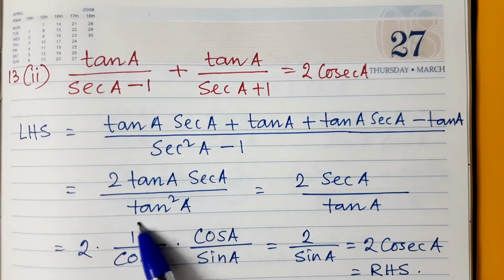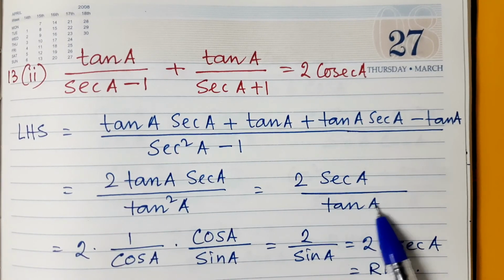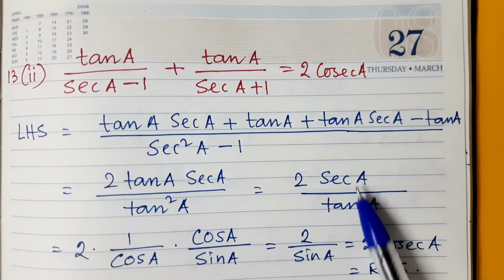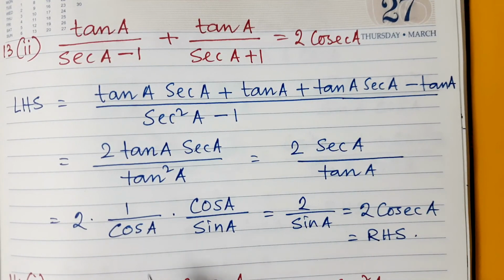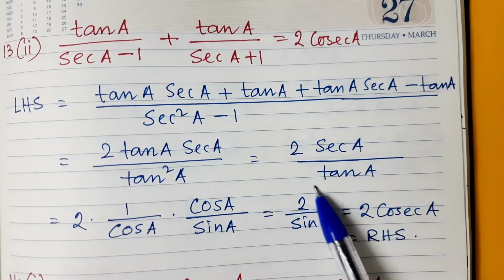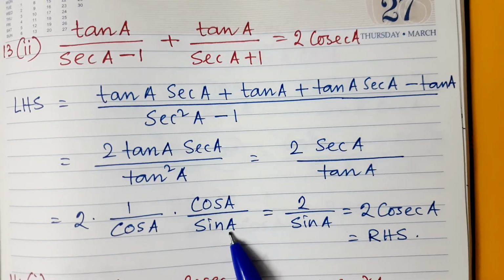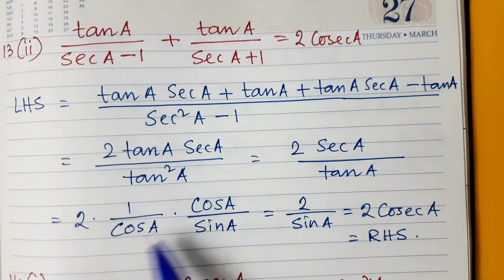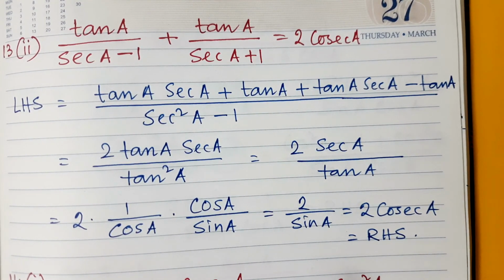Okay, so 1 tan a will get cancelled again. So it will be 2 sec a by tan a. Okay, now sec a is what? 1 by cos a, and tan a is sin a by cos a, but tan a is present in the denominator. So it will get flipped. So cos a by sin a. Okay, so this cos a will get cancelled and 2 by sin a, 1 by sin a is nothing but cosec a. Okay, so 2 into cosec a, that is the required right hand side.